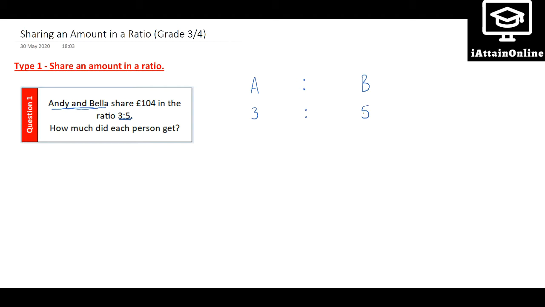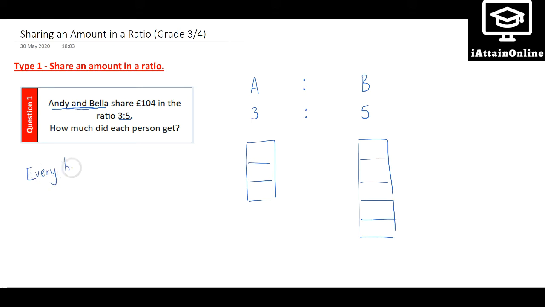Now, what we're going to do is underneath the 3, I'm going to draw 3 boxes. And underneath the 5, I'm going to draw 5 boxes. Now, the key thing to remember here, across all of the examples that I'm going to go through, is every box is worth the same amount. It might not always be money like it is in this case, but they will always be worth the same amount.